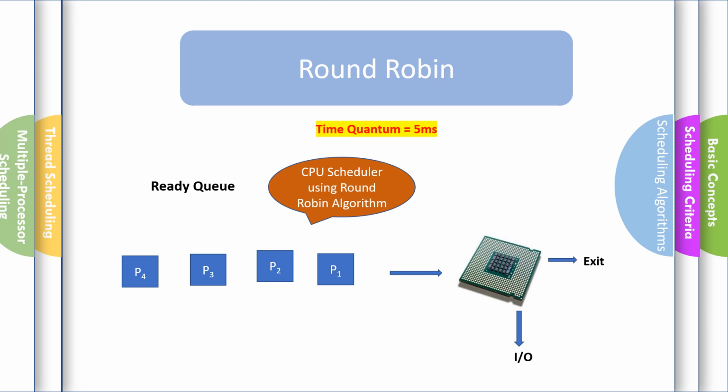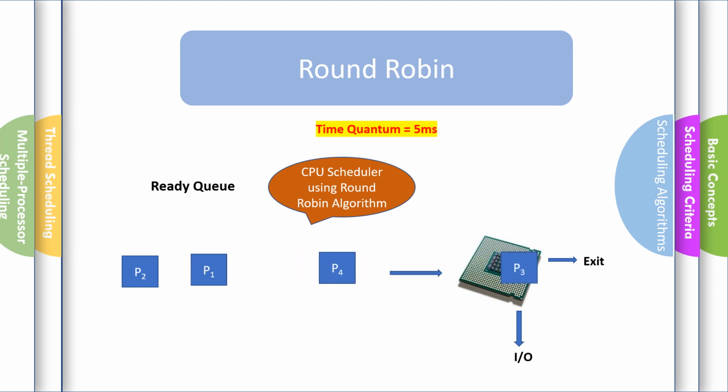Like now, here the time quantum is specified as 5 milliseconds. So you see P1 is executed for 5 milliseconds and then the next process will be given the CPU. So P1 finishes 5 milliseconds. As soon as it finishes 5 milliseconds, it goes to the end of the ready queue and then P2 gets the CPU for execution. Next, P3 gets the CPU for execution. So in this way, every process is given a chance for 5 milliseconds.